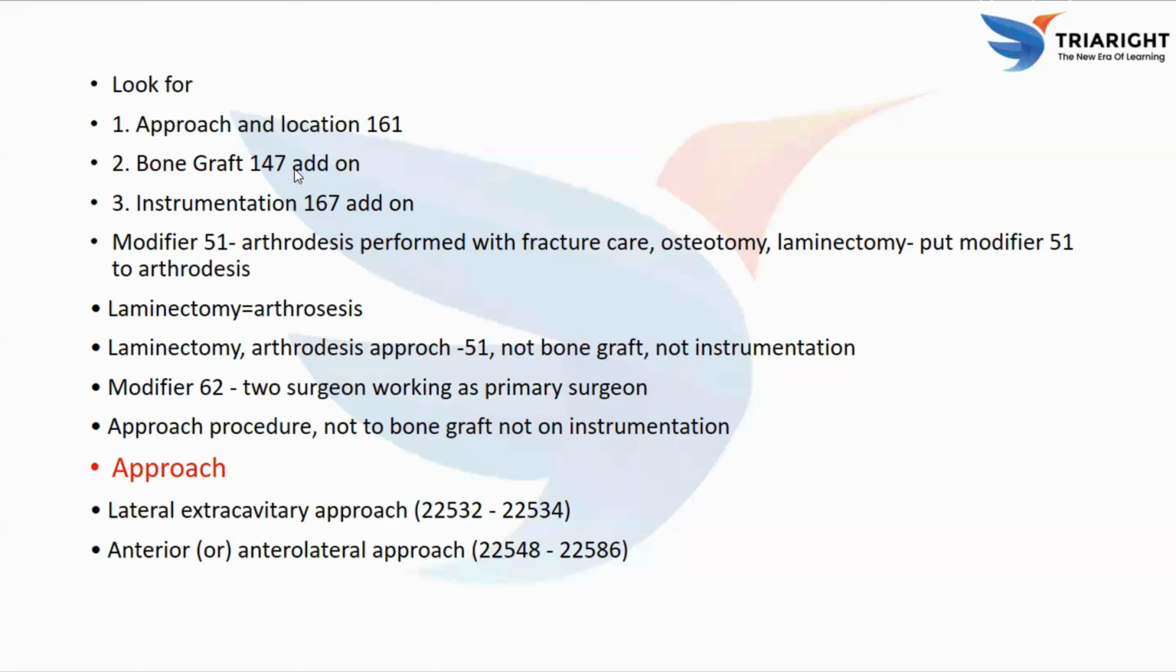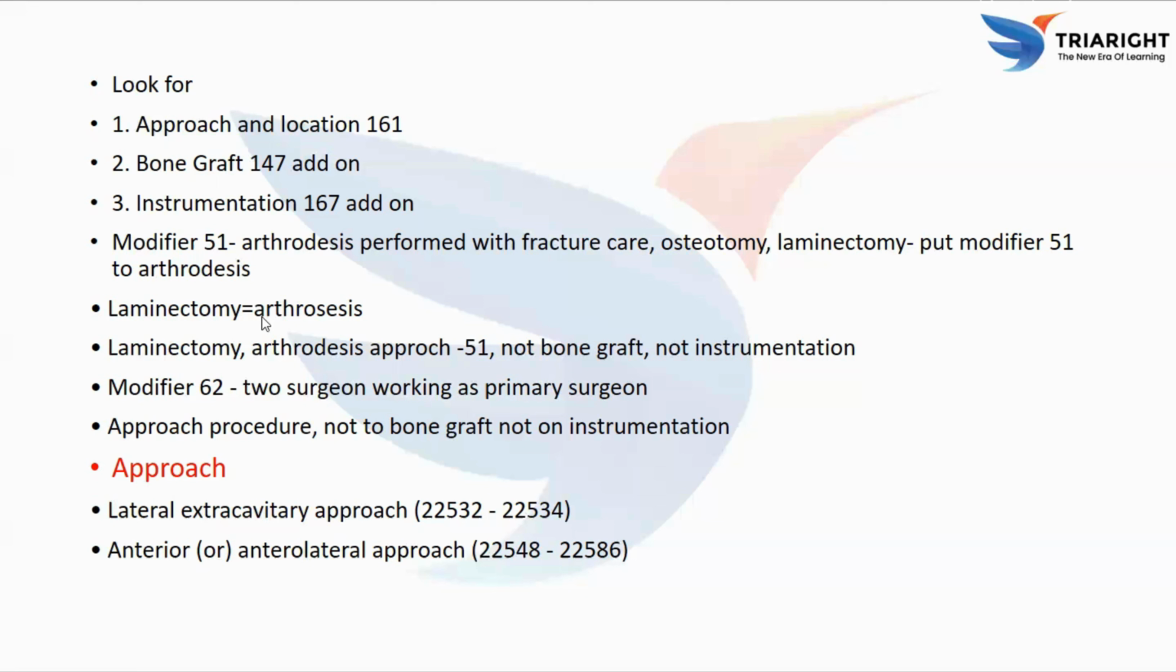And second is bone graft, the 147 add-on series. Bone graft is not included in arthrodesis, so code only if it is documented, and add-on codes are involved, for example, autograft and allograft. Bone graft codes are add-on codes, they are never reported alone. And the third is instrumentation, the 167 add-on series. These are used when hardware is placed, for example, rods, screws, plates, and it is an add-on code. Report only if the instrumentation is documented.